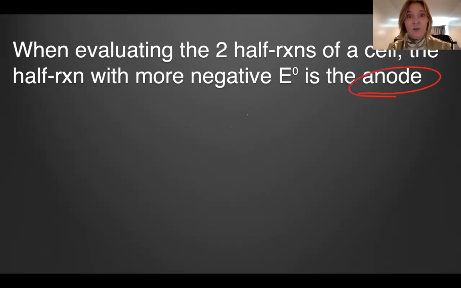So it makes sense. If you're comparing the two half reactions, you go back to this table in your book and you look at the standard potential for each of the half reactions. The one that has the more negative half reaction is the one that's more likely to be oxidized, and therefore it's the anode.